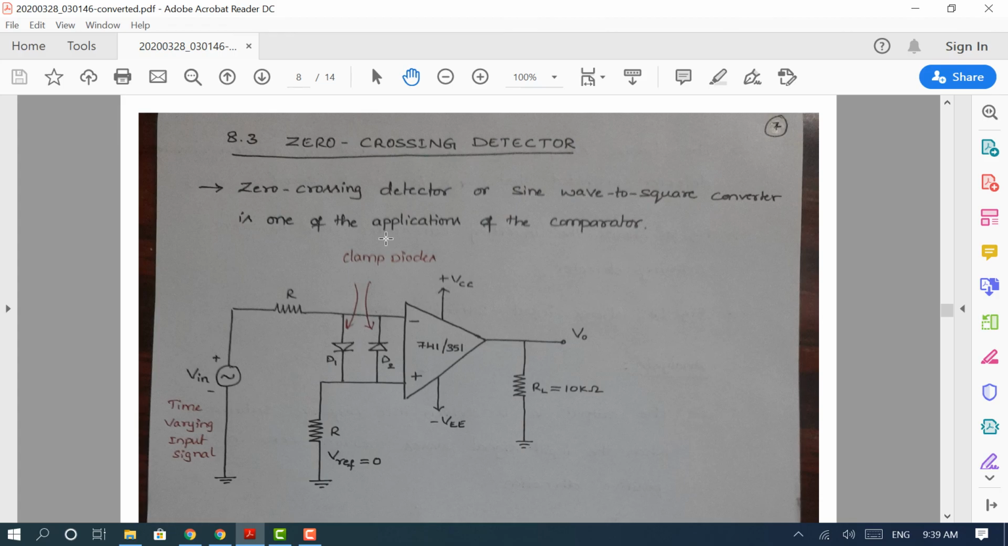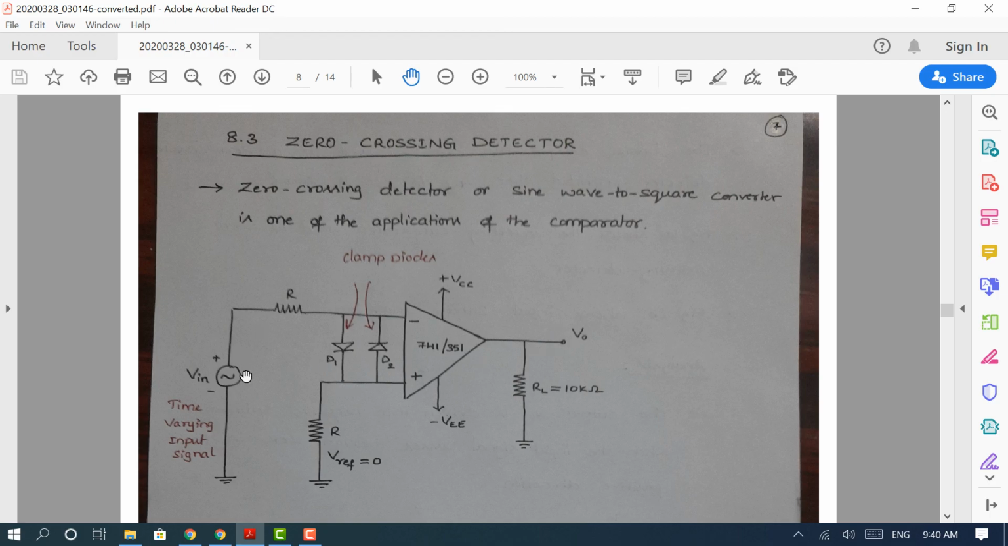Now, the most important application of comparator is the zero crossing detector. This circuit detects whether input has crossed 0 or not. So that's a very simple circuit. This circuit checks whether a time varying signal has crossed 0 or not. This is a time varying signal, a sinusoidal signal. From positive to negative, the signal may cross 0, or from negative to positive, the signal may cross 0. So that can be checked easily by observing the output in the circuit.